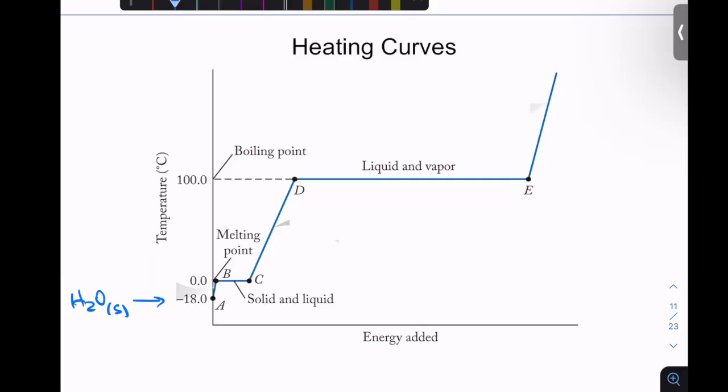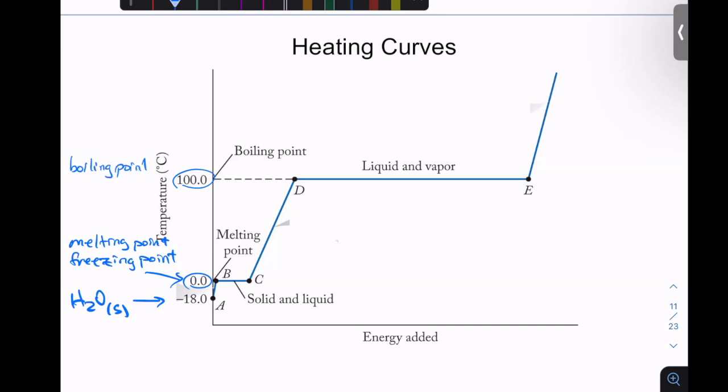In degrees Celsius, what's the freezing point of water? 0 degrees Celsius. What's the melting point of water? It's also 0 degrees Celsius, right? Melting is the same as freezing. It's just going in the opposite direction, okay? And we're going to be talking about that. The melting point and the freezing point are the same: 0 degrees Celsius. What do you call 100 degrees Celsius? What happens there? It's the boiling point.